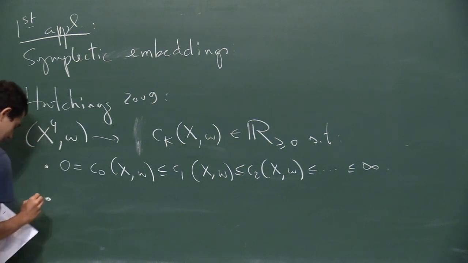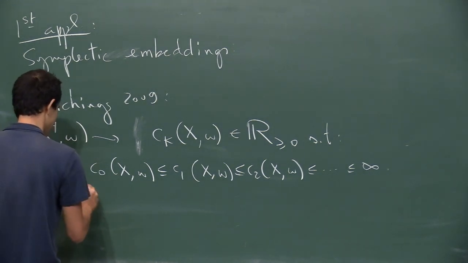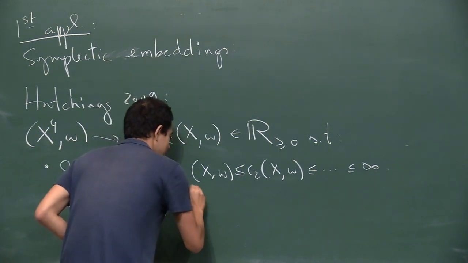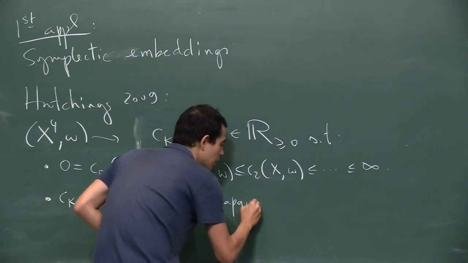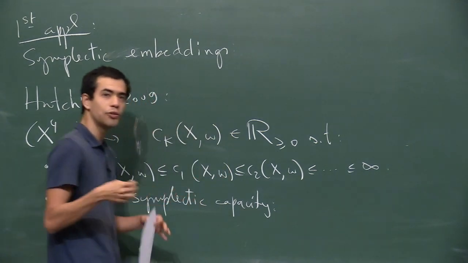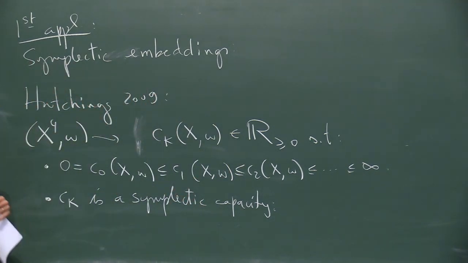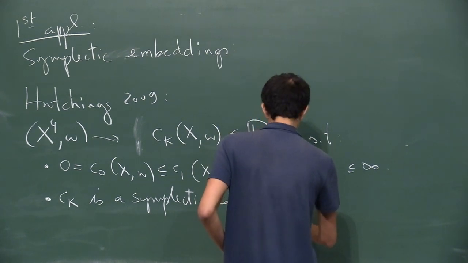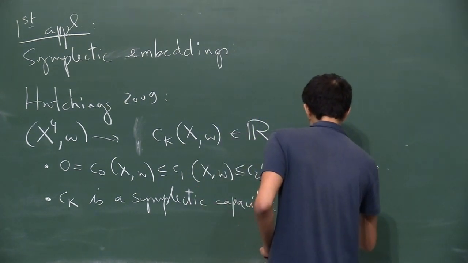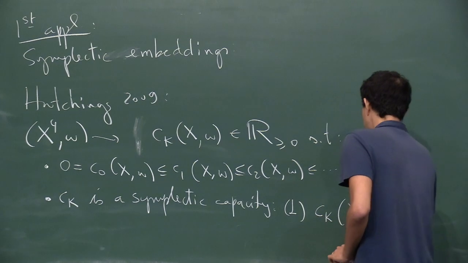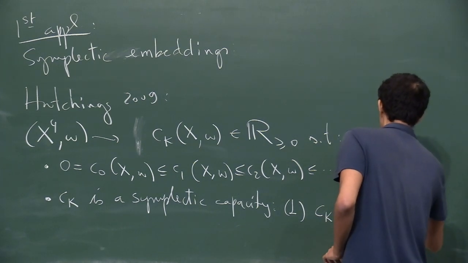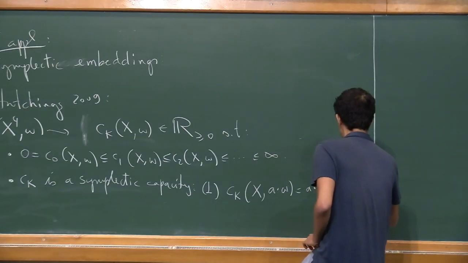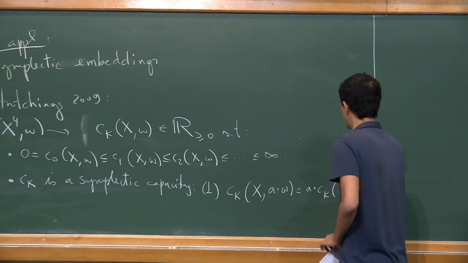I guess the most important thing is that they are symplectic capacities. So c_k is a symplectic capacity, which basically means that it's a two-dimensional invariant, so it scales with the symplectic form. So it has two properties. First, if I multiply my symplectic form by a positive number a, this number gets multiplied by the same. So this is true for every positive a.